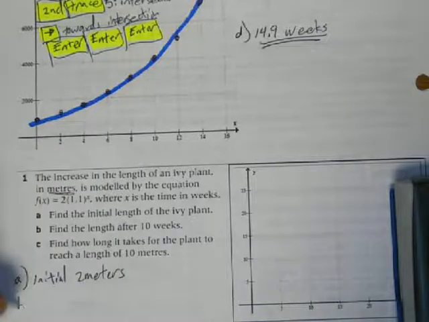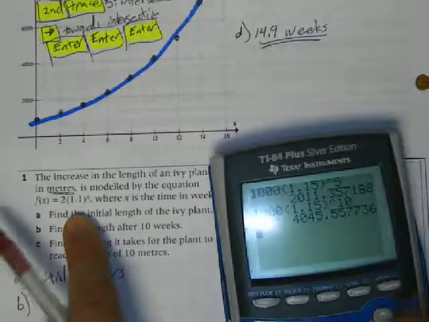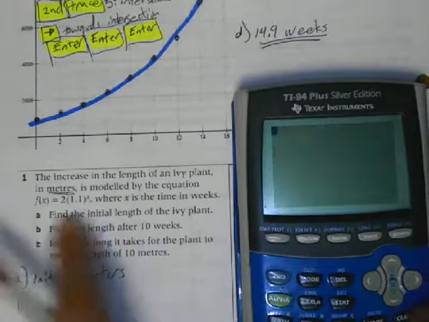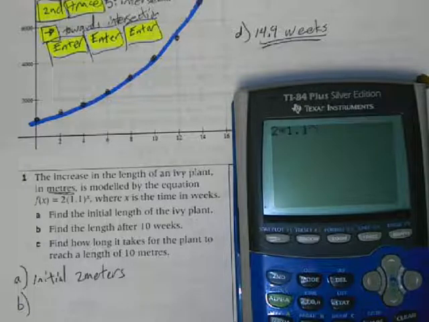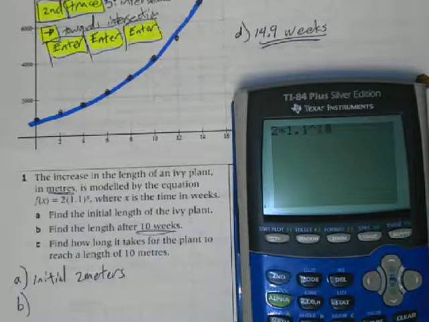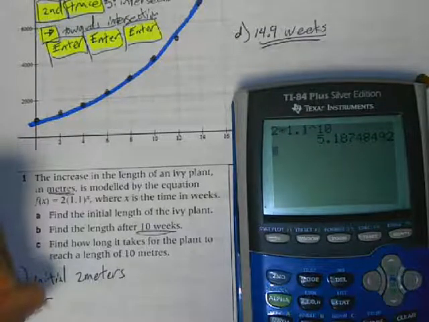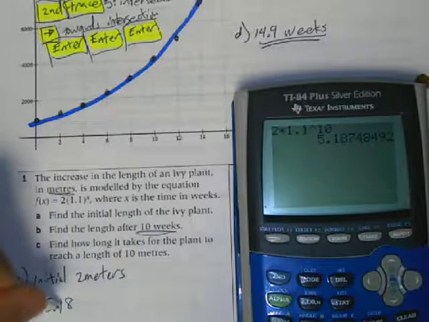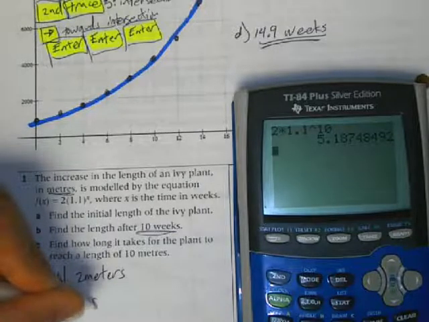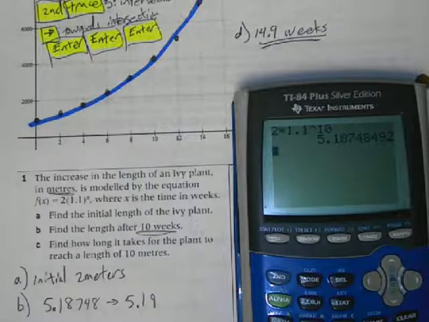And then for B, find the length after 10 weeks. Well, just like before, we're going to plug in 10 in for x, so 2 times 1.1 to the power of 10, and we get 5.18748. So three significant figures would be 5.19 meters.